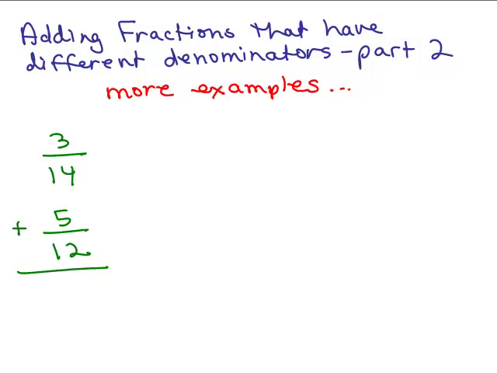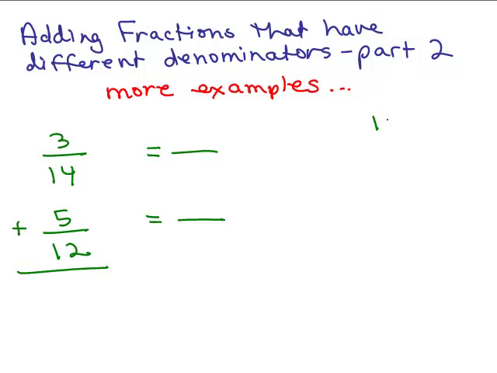I'm going to do some more examples of how to add fractions that have different denominators. All right, let's say we have 3/14 plus 5/12. We're trying to find the least common denominator of these fractions, so we have to figure out a number that 12 and 14 go into.